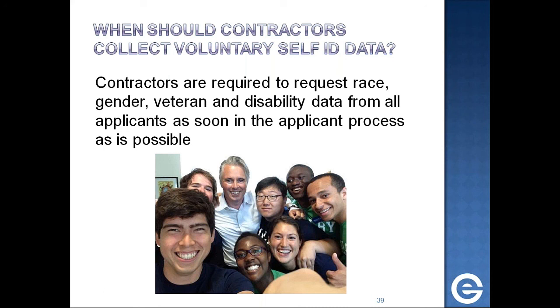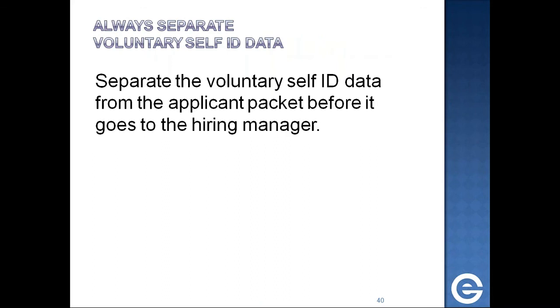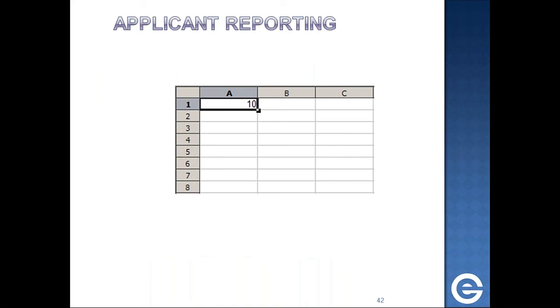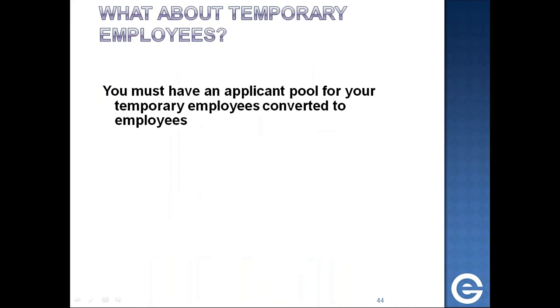But you must be able to prove to the OFCCP when you collect the self-ID data. Separate the self-ID data from the applicant packet before it goes to the hiring manager. The hiring manager should never receive the invitation to self-ID forms. In your applicant tracking data, measure adverse impact of selection for hire and applicants before at the end. Do some self-audits during the year. So the applicant tracking data is used to measure adverse impact.